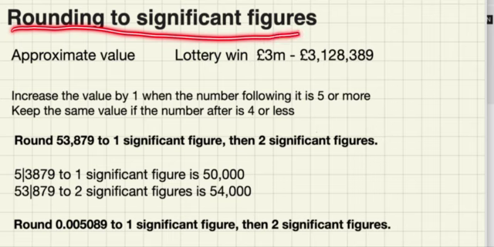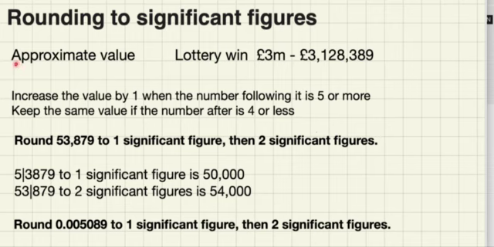Rounding to significant figures. This section is all about approximate values and how you establish them. And we use this when we're looking at just approximations. So, for instance, you might hear that a lottery win, the winner has won £3 million or something like that.